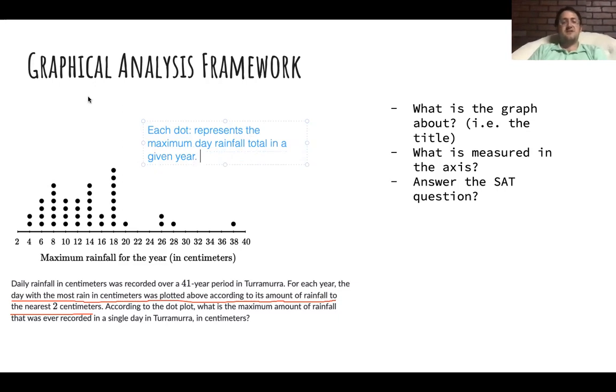It says, according to the dot plot, what is the maximum amount of rainfall that was ever recorded in a single day? So we would look at the highest value here. We would say that it was about 38 centimeters.